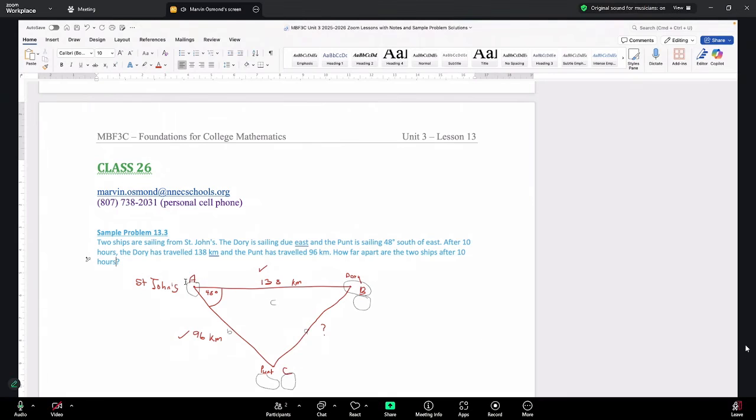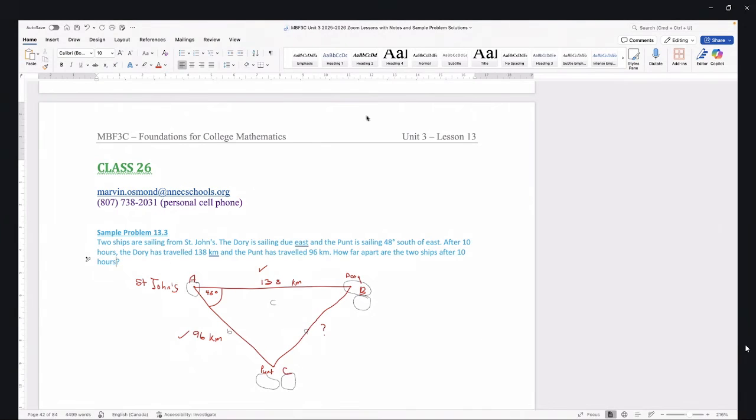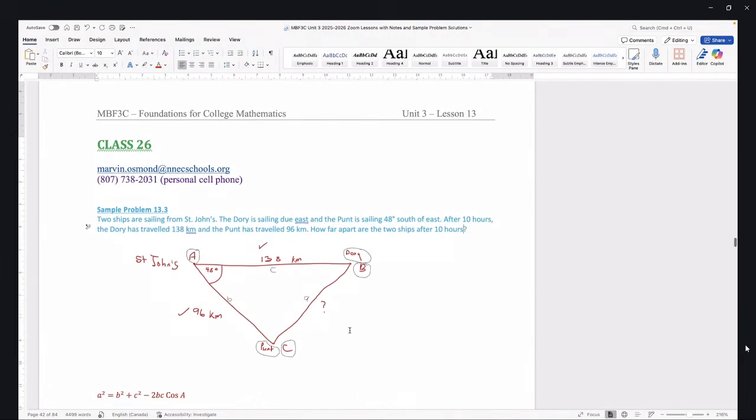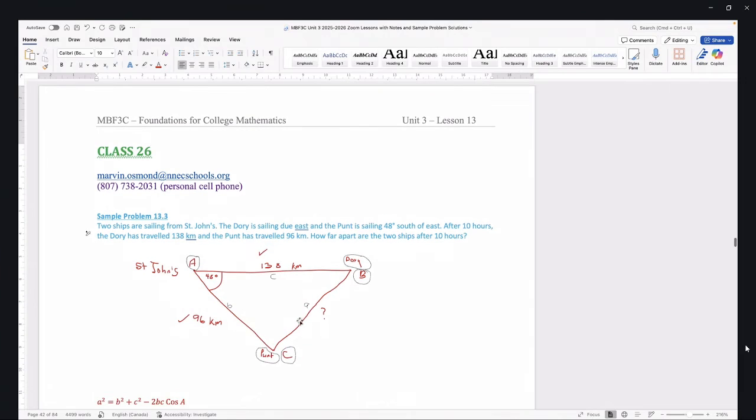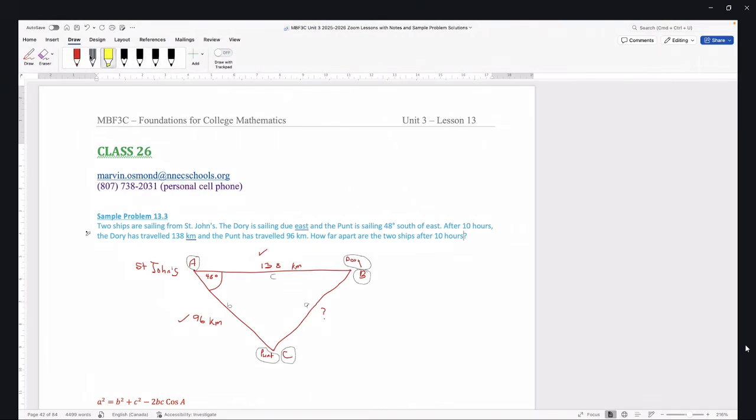I'm just going to change my margins a little bit here so it doesn't mess up my formula or my drawings. So the part that I'm asked to determine is how far apart are the two ships after 10 hours. That would be this part right here. So I'm looking for this distance right here. How far apart are the dory and the punt? So I'm looking for side A. Okay, that's what I'm trying to determine, side A.